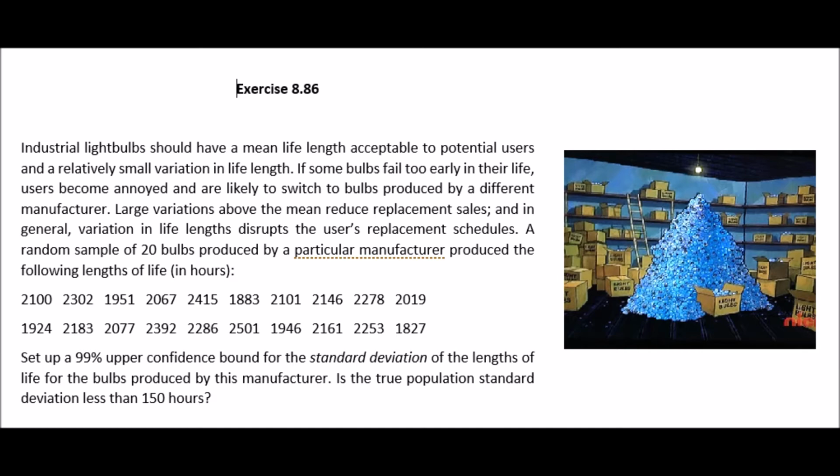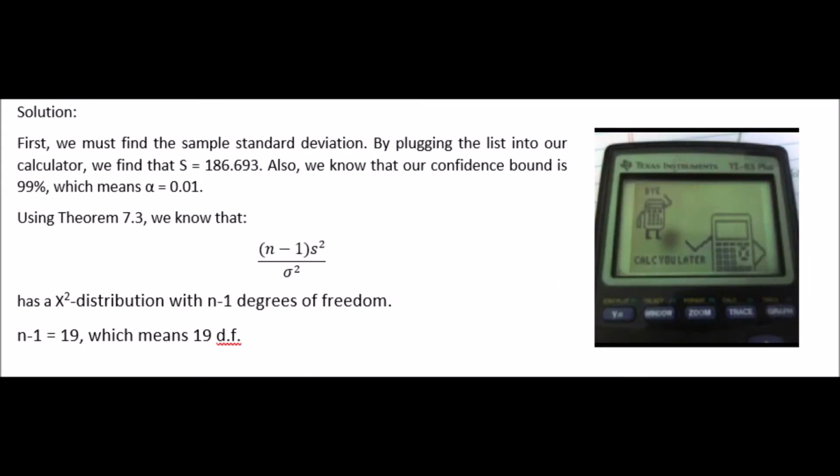In short, we are looking at a sample of 20 light bulbs to find a 99% upper confidence interval for the standard deviation of the lengths of life of the bulbs. Then, we should find if the population standard deviation is less than 150 hours.